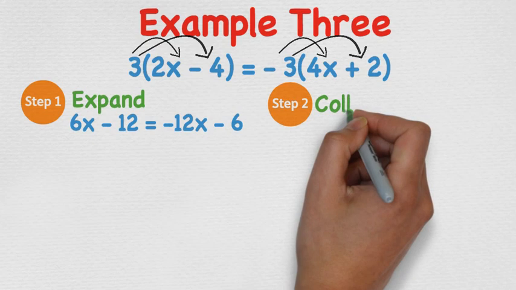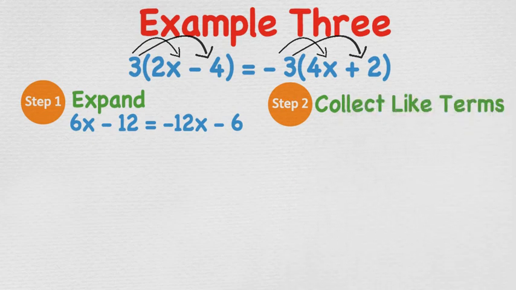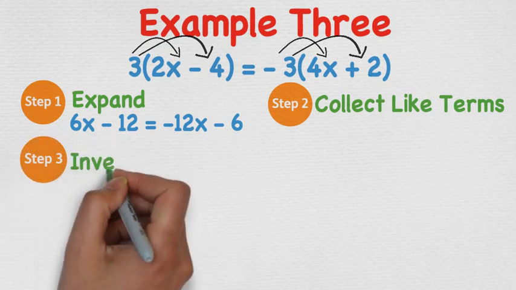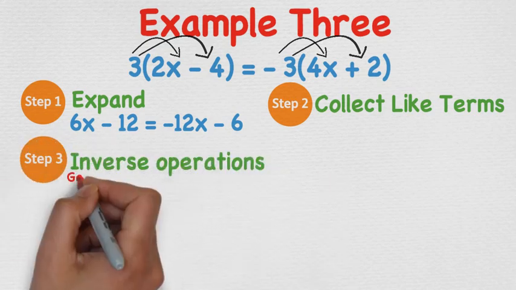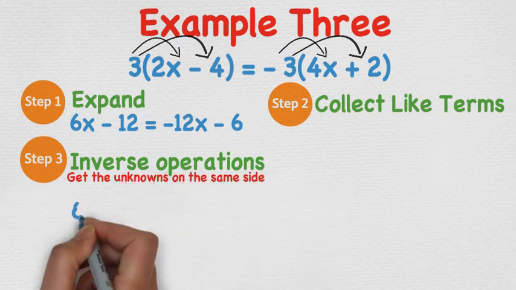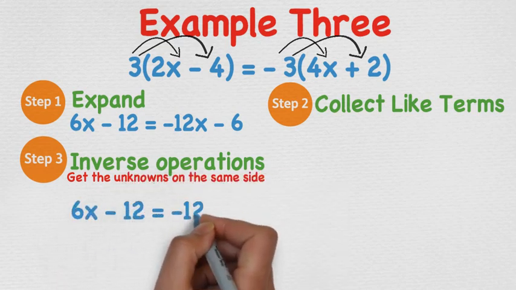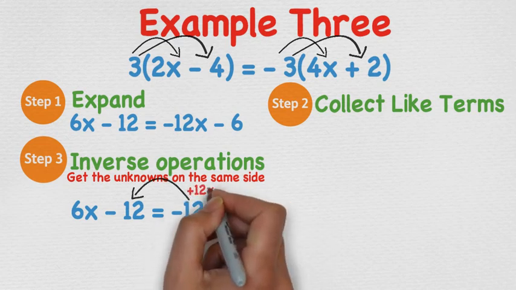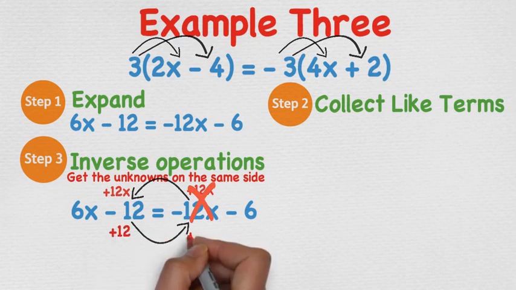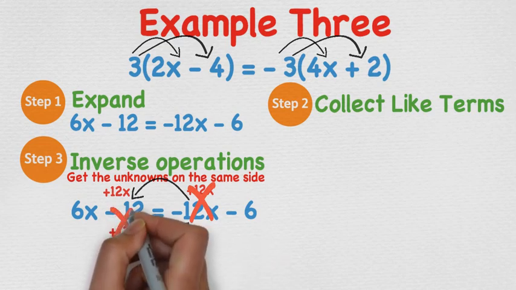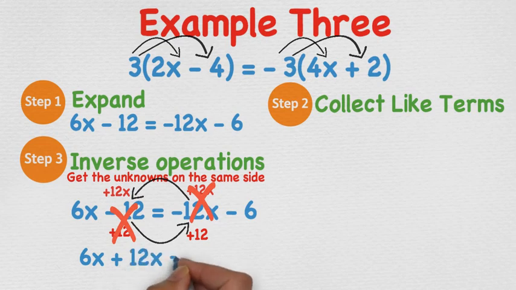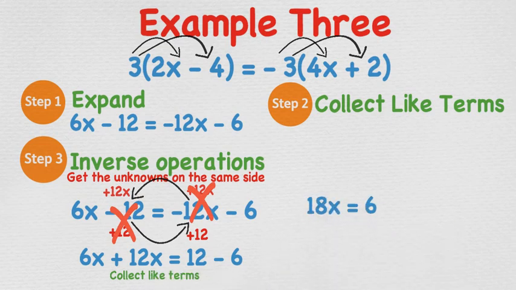The next step is collecting like terms. There is no like terms on either side of the equation, so we can move on to step 3, which is inverse operations. Like previously, we want the unknowns on the same side, so we add 12x to each side while adding 12 to each side also. The 12x and minus 12x and the 12 and negative 12 cancel out, leaving us with 6x plus 12x equals 12 take 6. We collect the like terms here, leaving us with 18x equals 6.